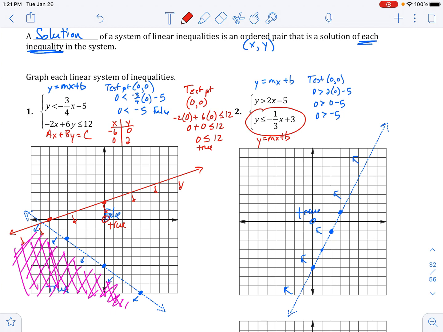So I'm going to graph 1, 2, 3 as my y-intercept, and then I'm going to go down 1 over 1, 2, 3, down 1 and over 1, 2, 3. This line here will be solid.